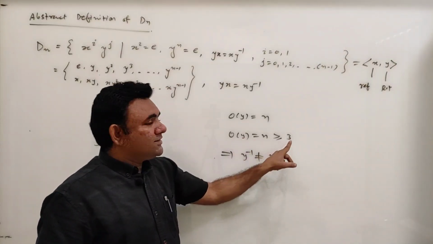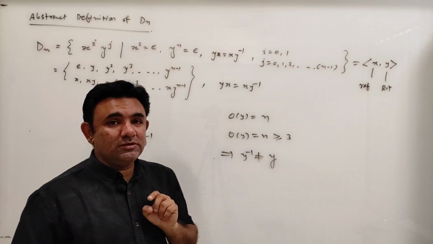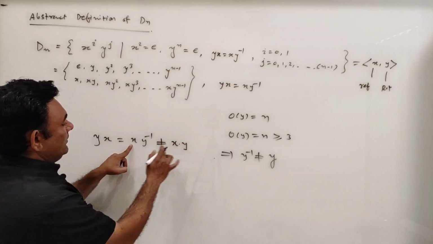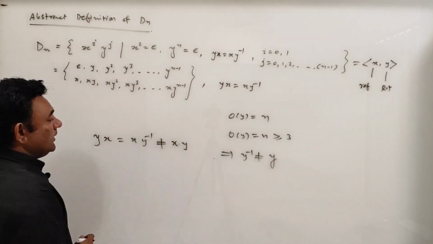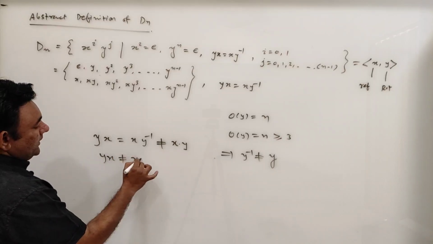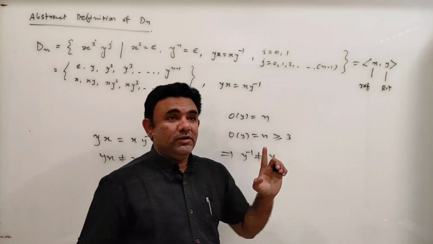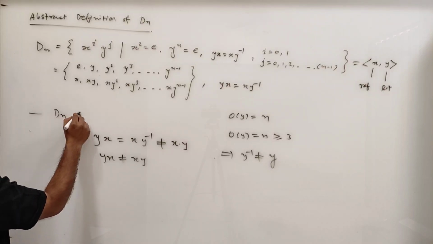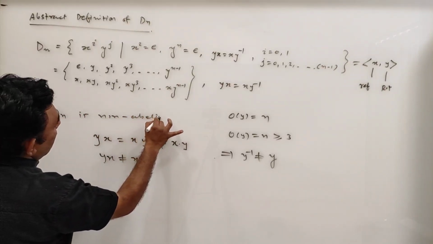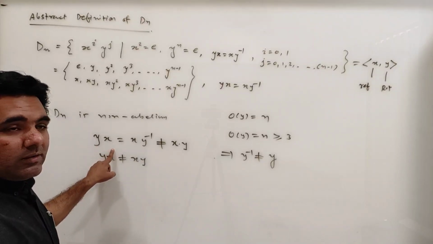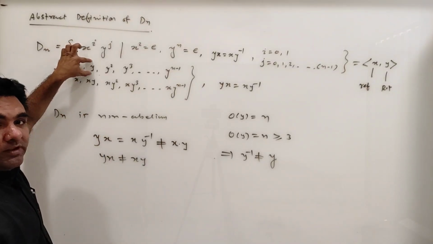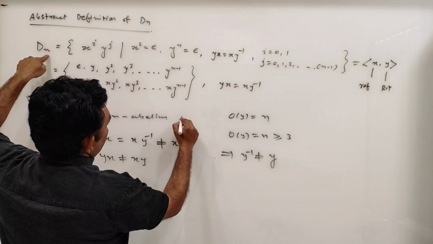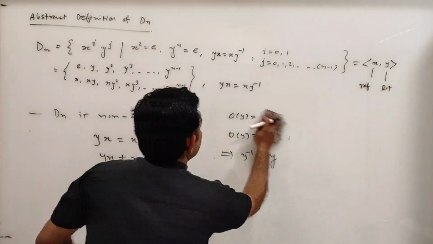तो y का ऑर्डर तो 3 से बड़ा है. So y is not self inverse. So y inverse is not equal to y. So this is not equal to x into y. Y inverse is not y, right? So yx is not equal to xy if n is greater than or equal to 3. तो मतलब क्या हुआ? So therefore, dn is non-abelian. मुझे दो एलिमेंट्स मिल गए, x and y. You consider one x and this from here y, which will not commute if n is greater than or equal to 3.